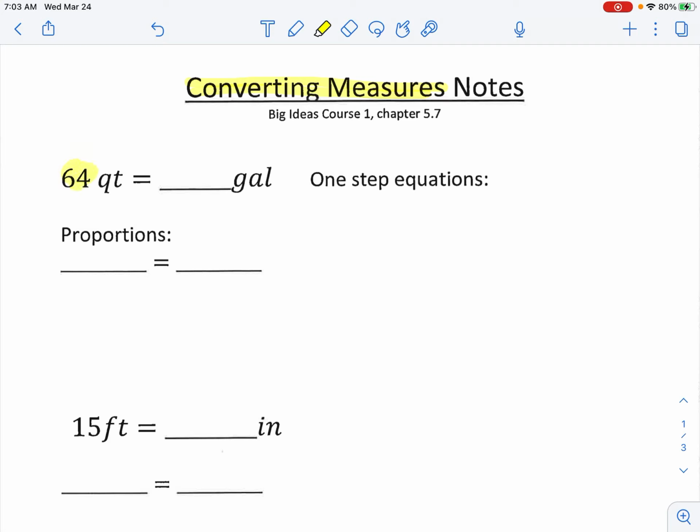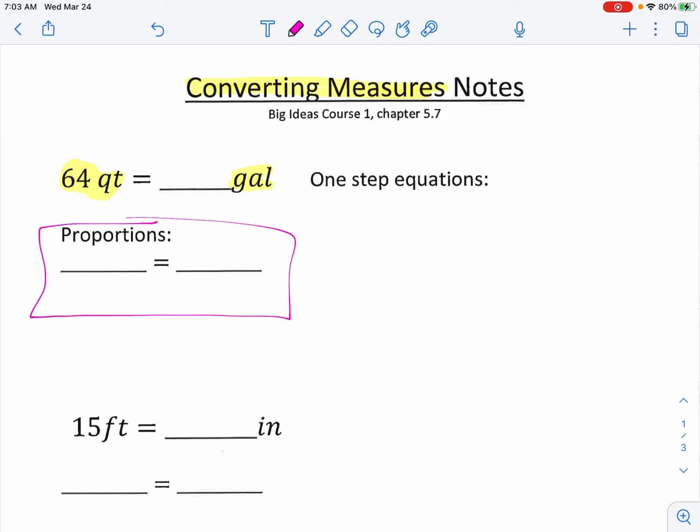So the first thing we're going to do is check and see what we've got. We're supposed to convert 64 quarts to a number of gallons. So you have your reference sheet, your conversion chart. The first thing that we're going to do is set up our proportion. Remember, a proportion has two equal ratios. The first thing we're going to do is find our conversion factor.